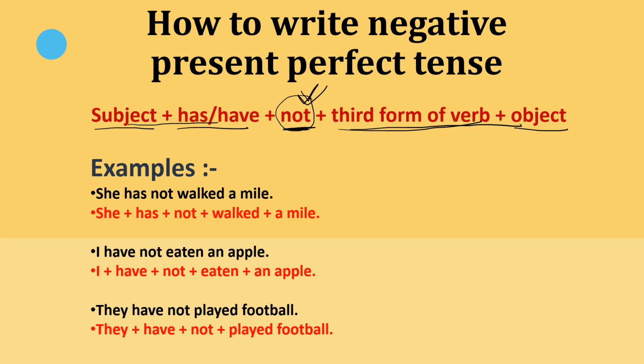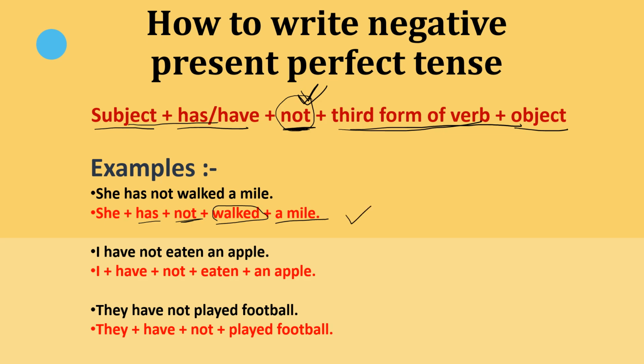For example, she has not walked a mile. She is the subject. We are using has with the third person singular. So she has. Not is used for the negative form, and then walked. Walked is the third form of the verb walk, and then the rest of the sentence. This is the negative form of the present perfect tense.